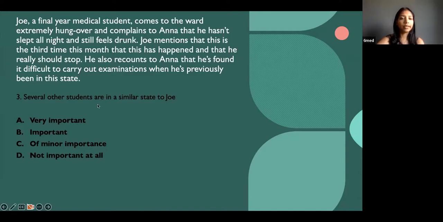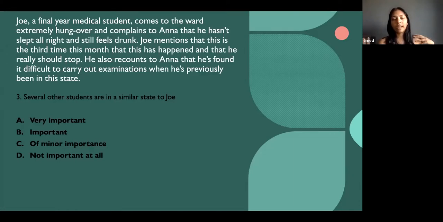It says several other students are in a similar state to Joe. So several other students might also be extremely hungover and may still feel drunk as well. That's what that statement is saying. So yes, that's probably a bad thing, because those students could be a risk to other patients. But in this situation, with the statements you're being given, Anna is considering Joe specifically, not the other students.